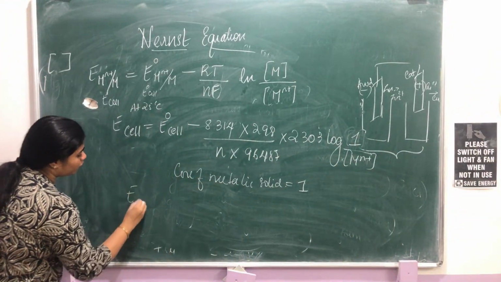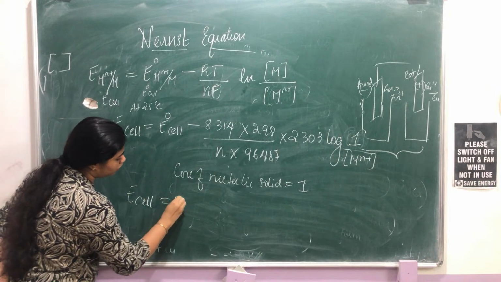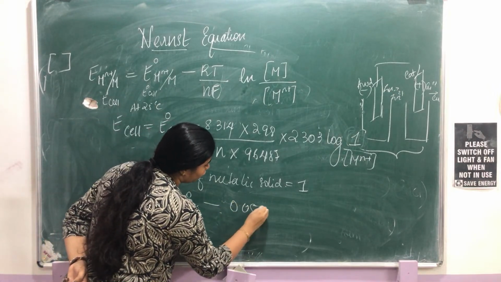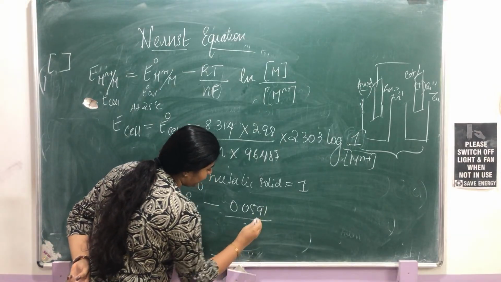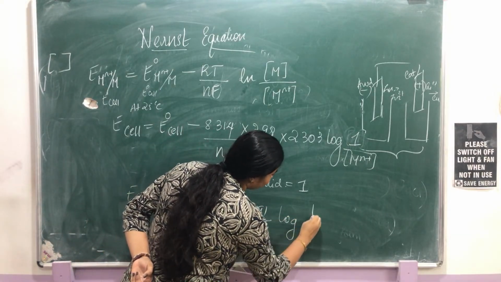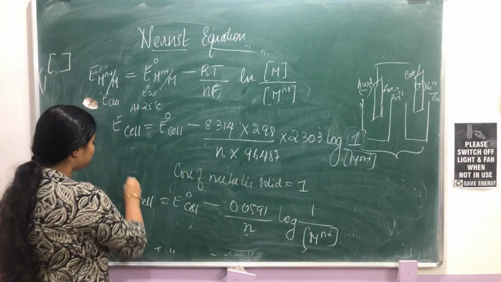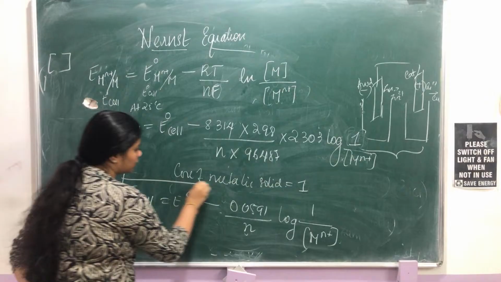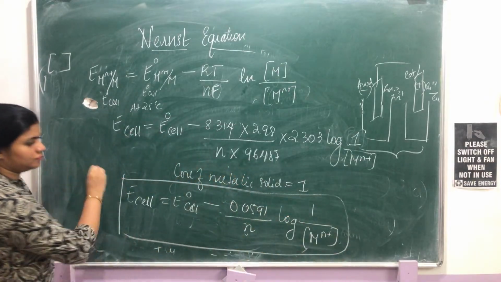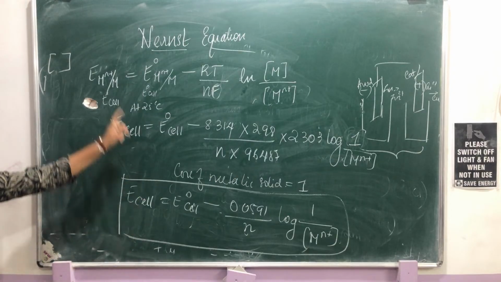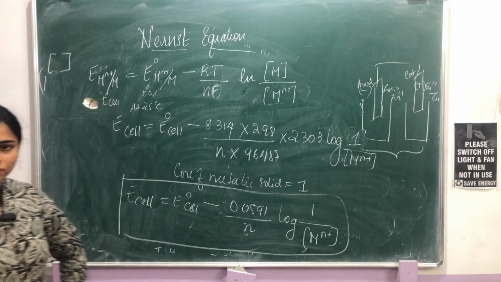So your final equation is E cell is equal to E naught cell minus 0.0591 divided by n log of 1 by Mn plus. Is this easy? You don't have to remember anything. This will be your consolidated Nernst equation. Write it till here quickly.